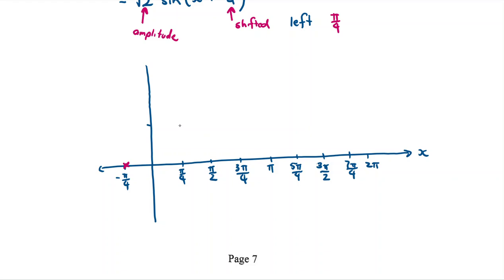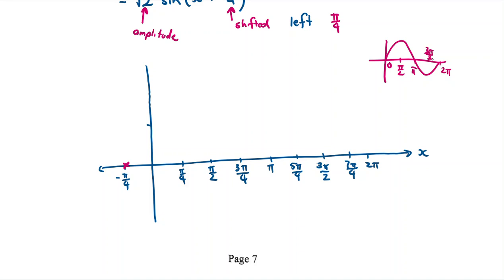All right, sorry, let me rephrase. So normally for sine, we have 0, then pi over 2, pi, 3 pi over 2, and 2 pi, right? So I want to take each of those key points and move them over pi over 4 to the left. Okay, so I've taken my 0 and I've moved that over to minus pi over 4.